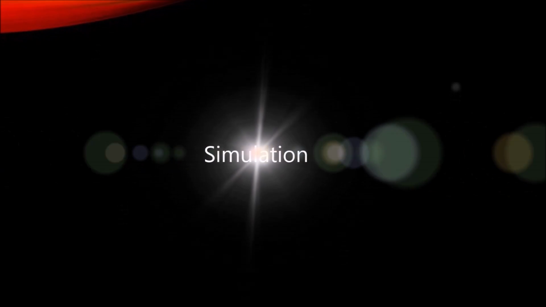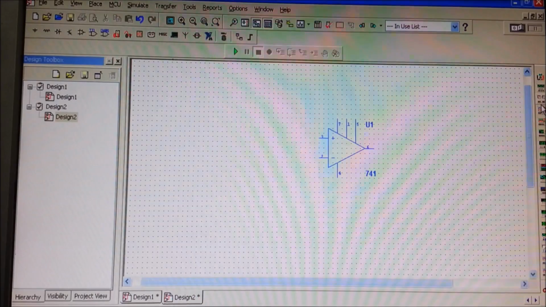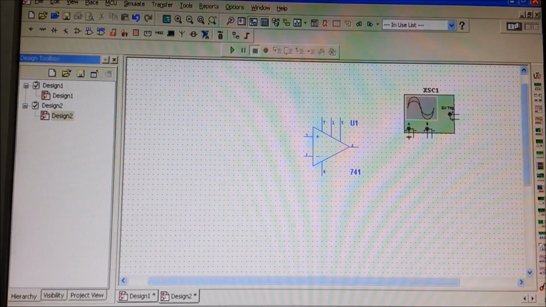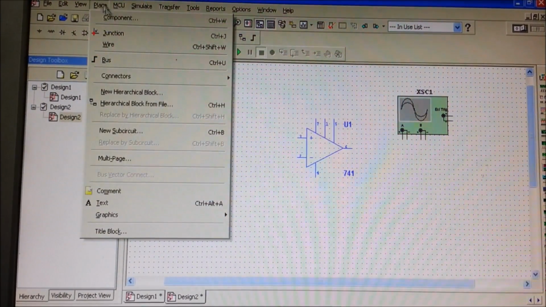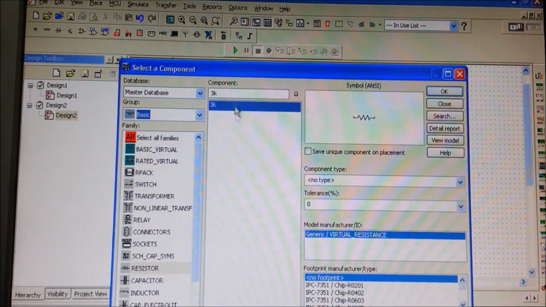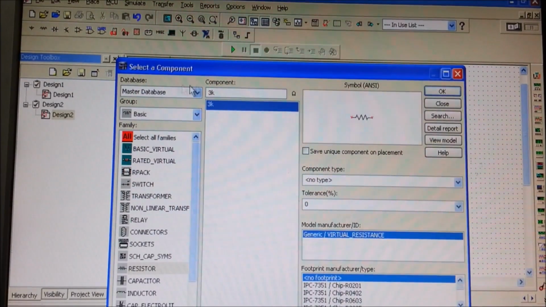Now we just observed and calculated gain in the inverting configuration, and now it's time to simulate it over Multisim. Let's place the 741 IC over our console window. Now placing the oscilloscope and function generator on the console window. Placing resistors of 3 kilo ohms and 1.5 kilo ohms respectively.